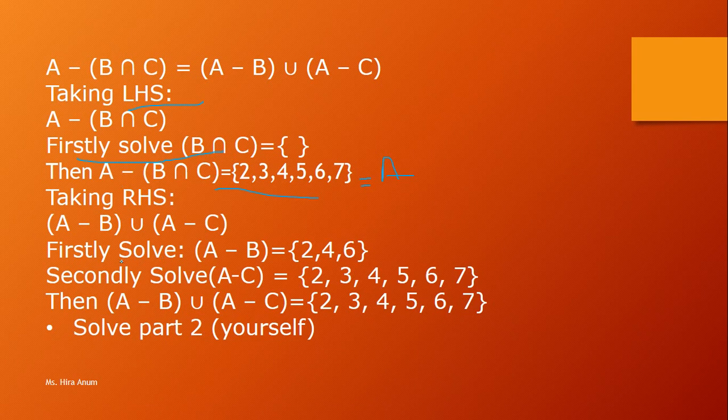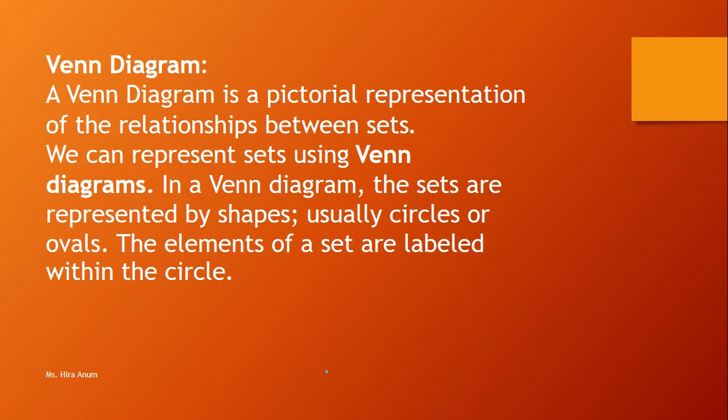Take the right side, take the first part, then solve this, then take the union between these, and our answer will be this. You can see both values are the same, so it satisfies the property. Now you have to solve the second part with a Venn diagram.